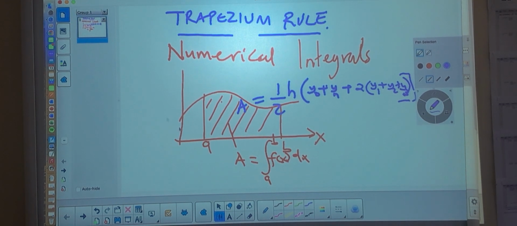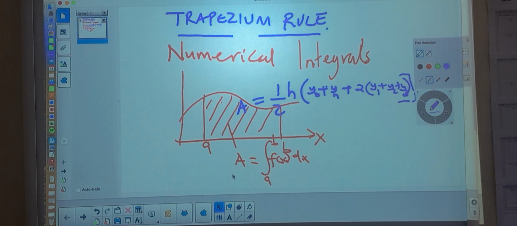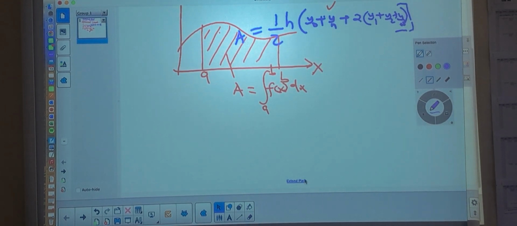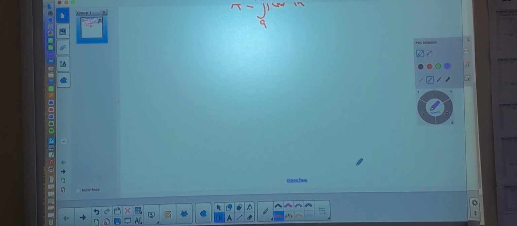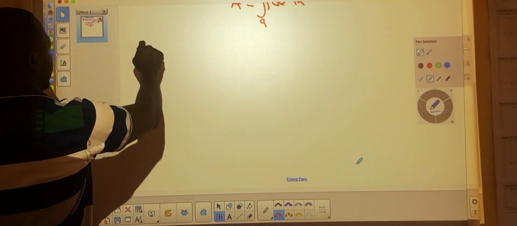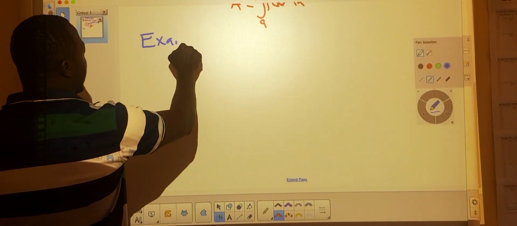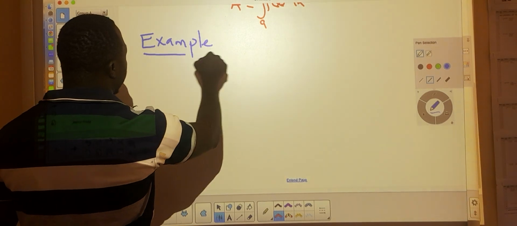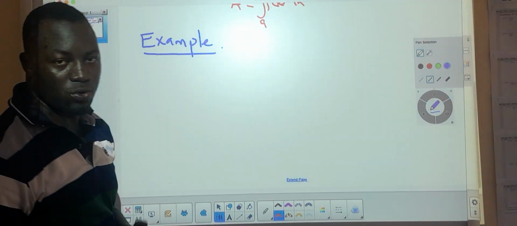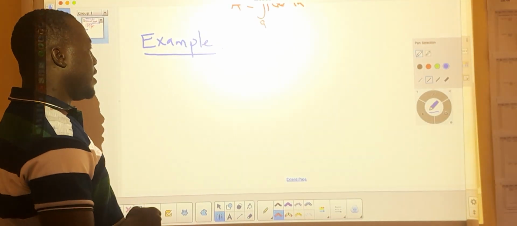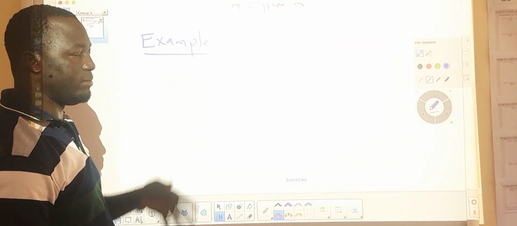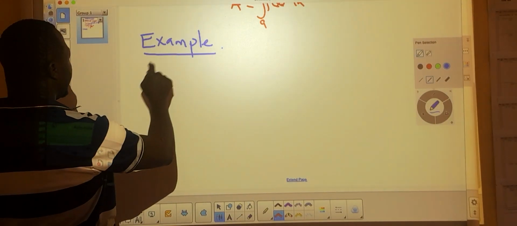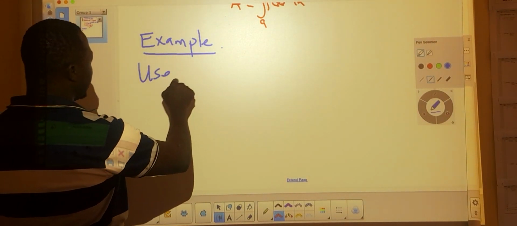Okay, so we have that formula. Now, how do you apply the trapezium rule formula in order to get the values of your integrals? For example, we can have example 1, applying the trapezium rule formula in order to find the area under the curve. The curve must be bounded by the x-axis and the x values from x equals a to x equals 2. So let's look at this example that uses the trapezium rule.